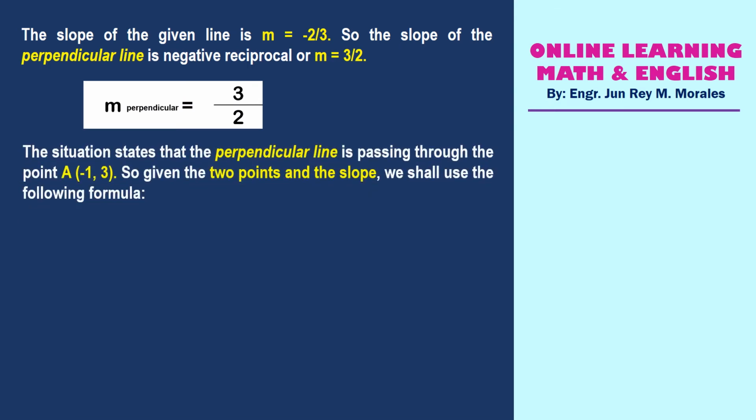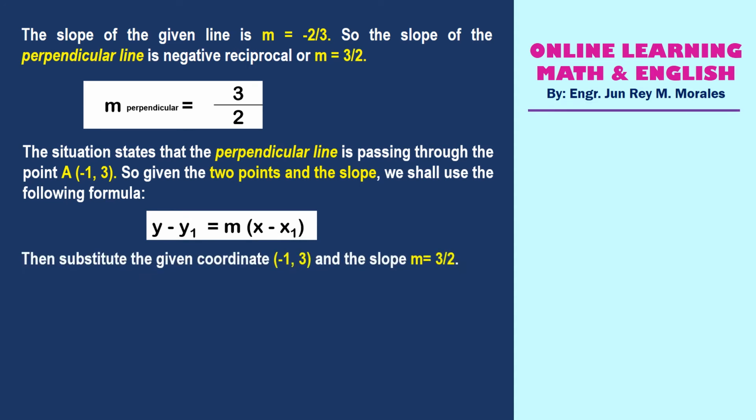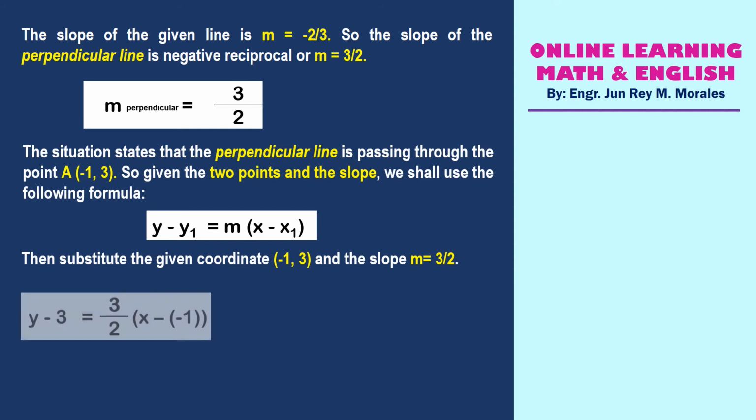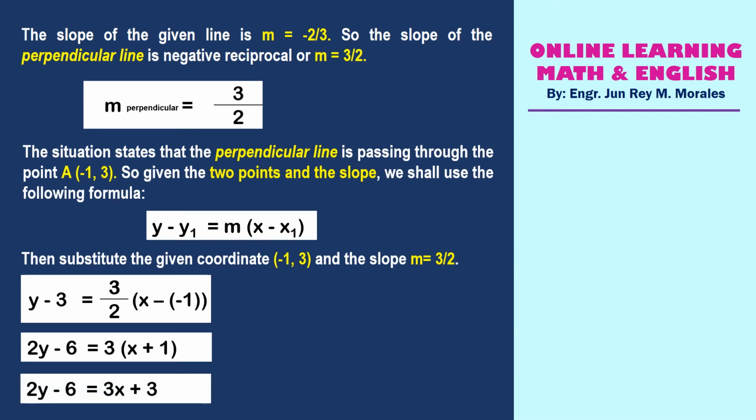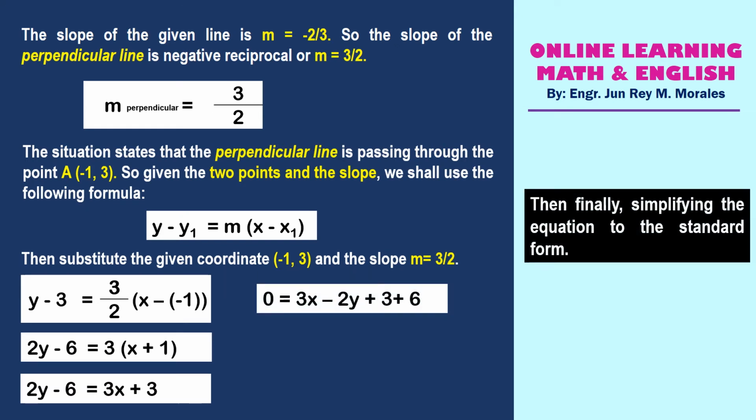The situation states that the perpendicular line is passing through the point A(-1, 3). So, given the point and the slope, we shall use the following formula. Then substitute the given coordinates (-1, 3) and the slope m is equal to 3/2 to the equation. Then finally, simplifying the equation to the standard form.